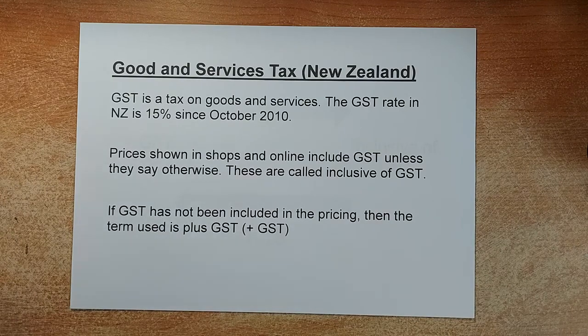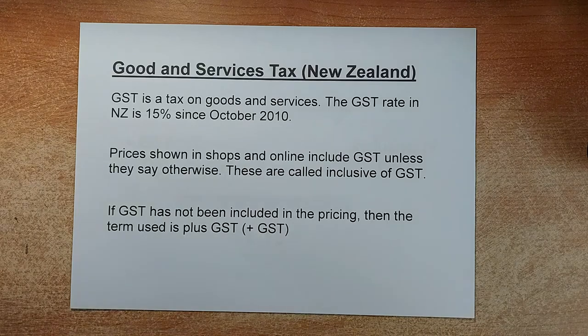Today I have a request from one of my subscribers who asked me to talk more about the calculation of the GST, also called the Goods and Services Tax in New Zealand. Okay, so what is GST? GST is a tax on goods and services, and the GST rate in New Zealand is 15% since October 2010. It was first started at 10%, increased to 12.5%, and now it is 15%.